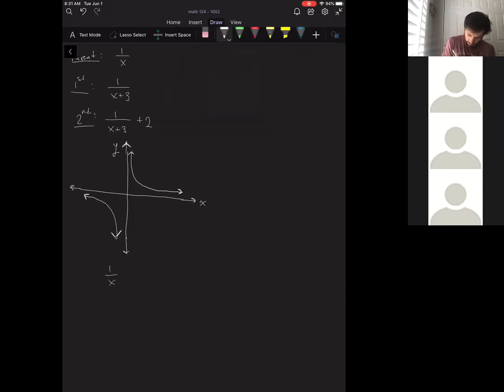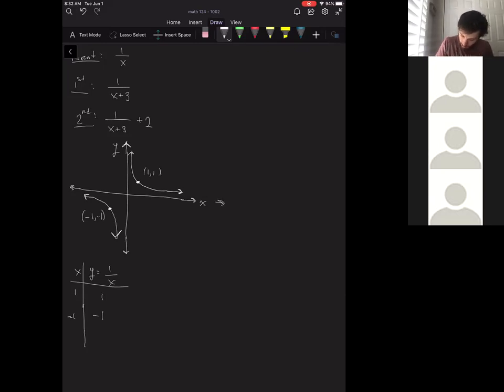Now, just like last time, let's make a little xy table. So what happens when we plug in 1? Well, we're going to get 1. Now let's just do 2 points. And if we plug in -1, we're going to get -1. So that point right there is 1, 1. And this point right here is -1, -1. Okay, so here's 1 over x. So the first thing is 1 over x plus 3. So we need to add 3 to the bottom, which means we're going to subtract 3 from all of our x values.